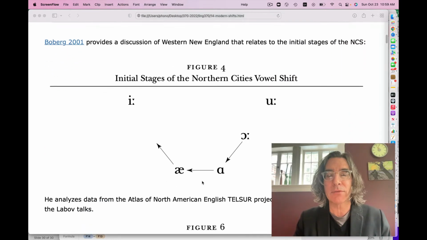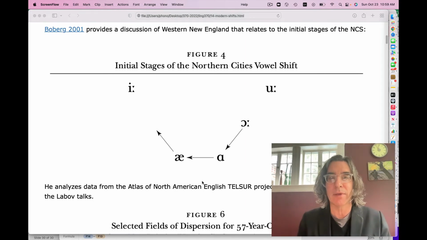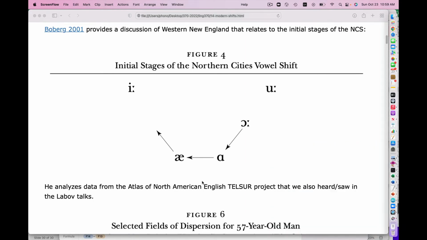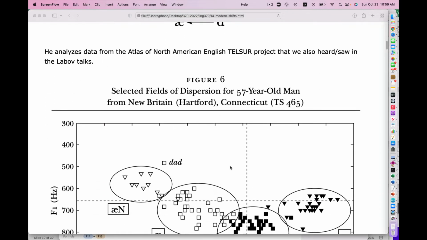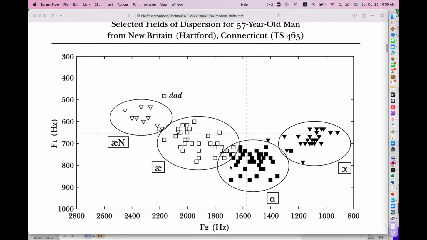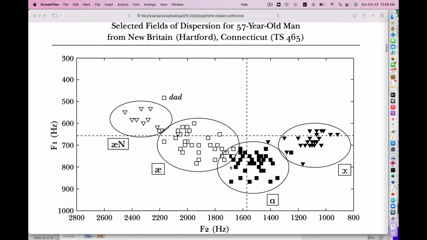Boberg has a nice discussion of Western New England, and now we're going to start to talk about the vowels around here that relates to the initial stages of the Northern Cities shift. So the initial stages, recall that ah raises, and it pulls ah front, and then aw goes down as well. And so this is illustrated nicely in this chart with F1 and F2. Again, F1 is related to height, and we have higher F1 values for lower vowels. And then F2 is related positively with frontness. We have higher F2 values for higher vowels.